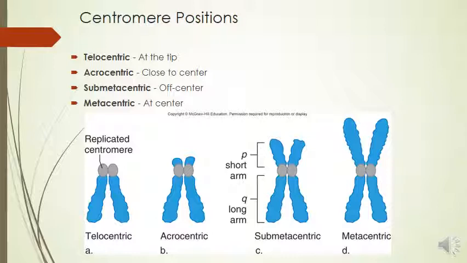Here are the centromere positions. This is very important for you to start to learn so that you will be able to look at karyotypes and interpret them. Here we learn the different chromosome shapes. If we look at the telocentric, we see that the centromere is at the tip. For acrocentric, it is close to the end. For submetacentric, it's off center. And for metacentric, it is in the middle.